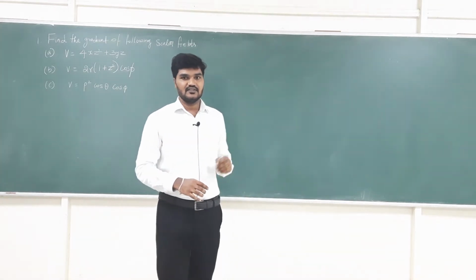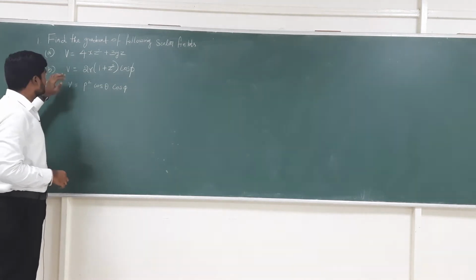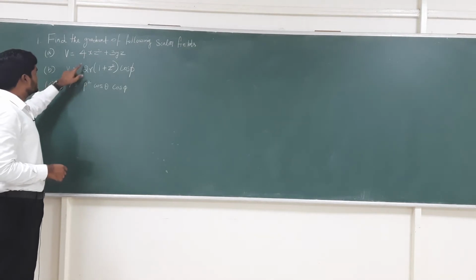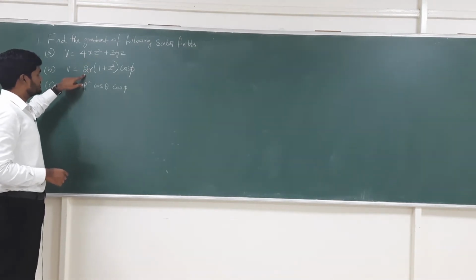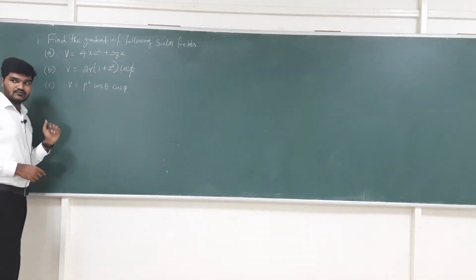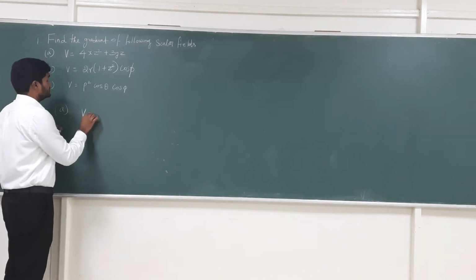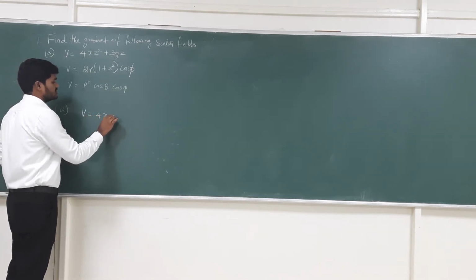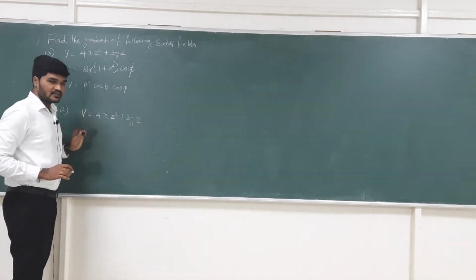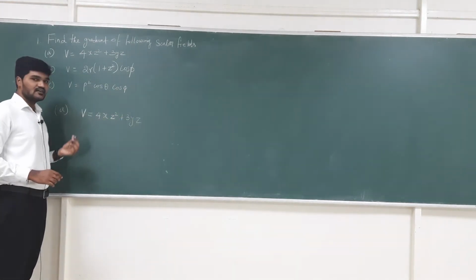First, we are going to see the gradient problems. Our first problem: find the gradient of the following fields. Given three fields: the first is a Cartesian field, the second is a cylindrical field, and the third is a spherical field. We are going to solve them one by one. The first problem is the scalar V equals 4xz² plus 3yz. The scalar is a function of x, y and z, so it is a Cartesian coordinate system.